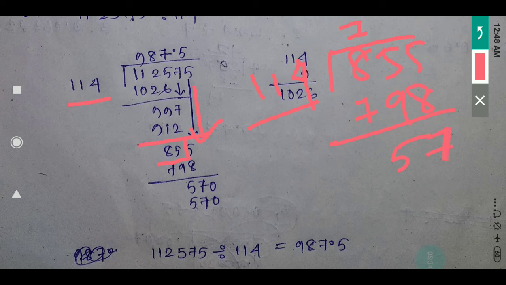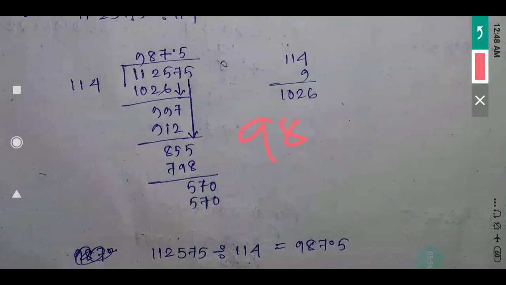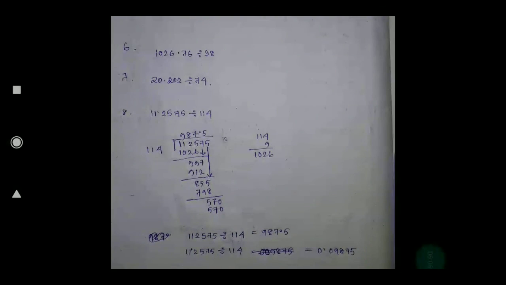To make it a bigger number, after that no digit is there, this 5 was the last digit I have taken out already, so no digits, that's why we have to take the decimal point. So if we take the decimal here, it will be 570. 114 into 5 is how much? 570. So that means your answer will be 987.5 without the decimal point.